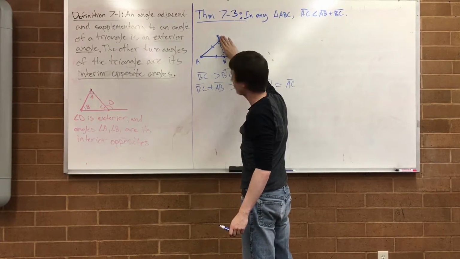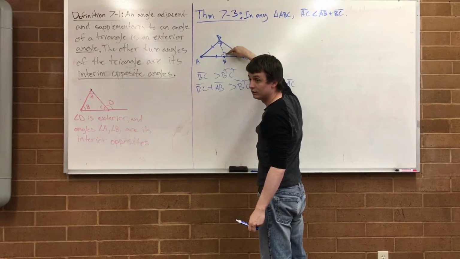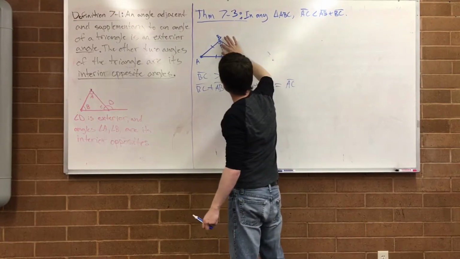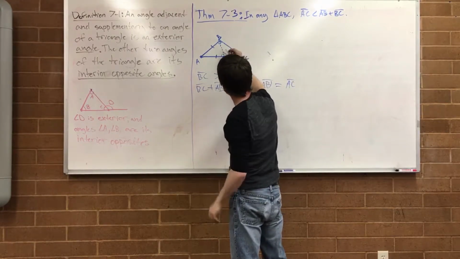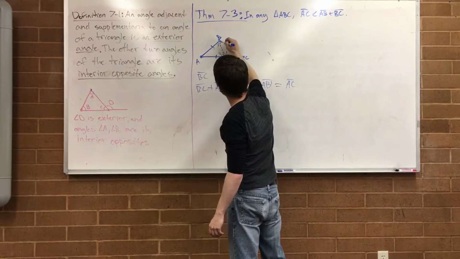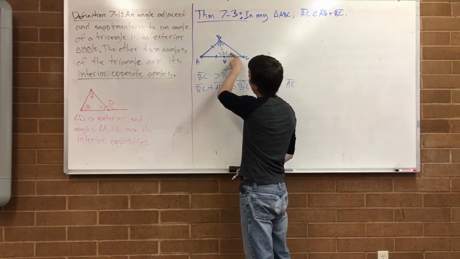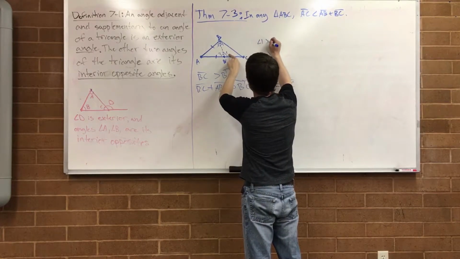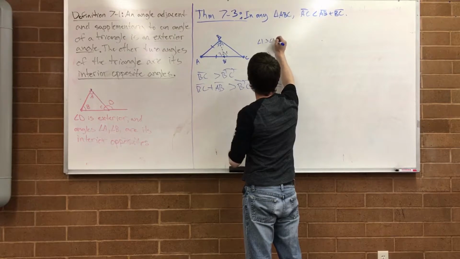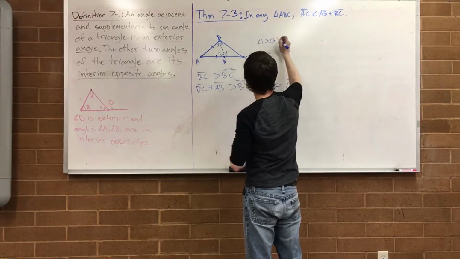Then we have, this is an exterior angle. Let me give these names real quick so I can write it out for you. So we'll call these angle 1, 2, 3, 4. With me? So I now know that angle 1 is an exterior angle, so angle 1 is greater than angle 3. Angle 1 is greater than its interior opposite.